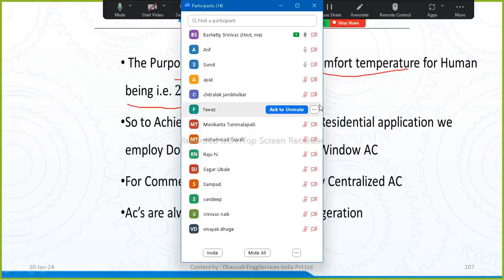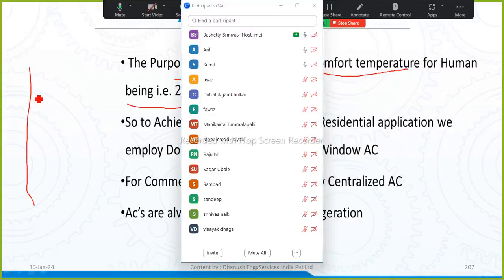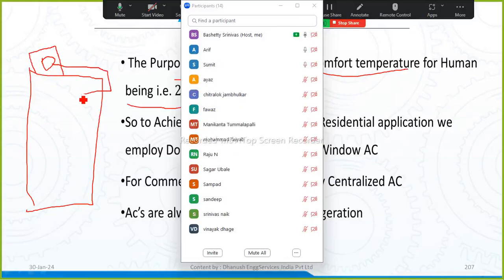I think people know. We are not going to put an individual machine for an individual room. There will be a big machine on the terrace, in a separate room called the AHU, air handling unit room. There they are going to place a big machine. From that machine, they supply the chilled air to all the rooms with the help of ducting, and they'll put some diffusers or grills.